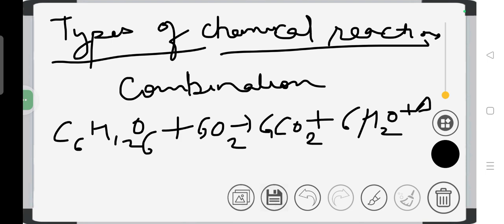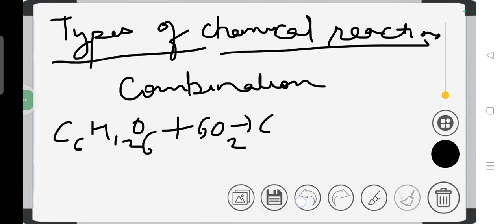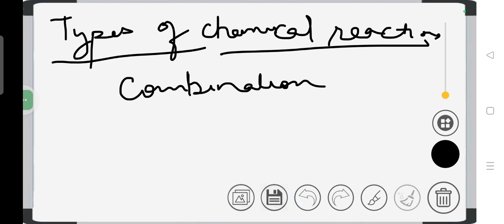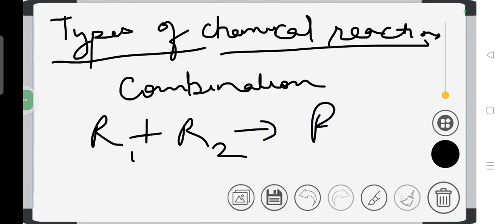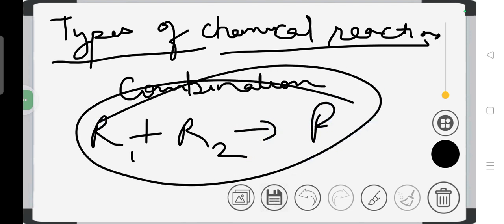I hope, children, this is clear to you about the combination reaction: that when a single product is obtained from the reaction of two or more reactants, when two or more reactants combine to give a single product, that is known as a combination reaction.